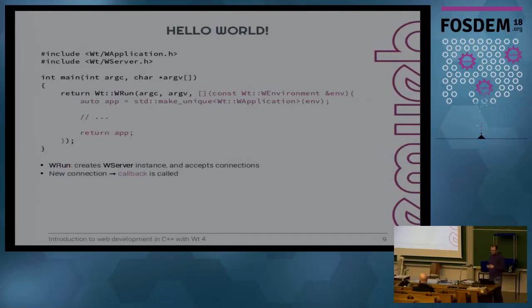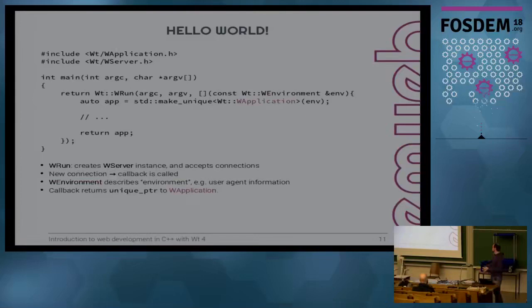This callback then gets the WEnvironment, which is like user agent information, stuff about the current session. And then in this callback, you have to create a new instance of WApplication and return that. So that means that there's one instance of WApplication per session. So we kind of create the illusion that every user is using their own application, even though it could be running all in the same process.